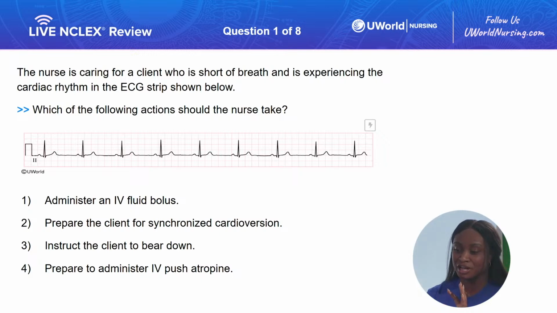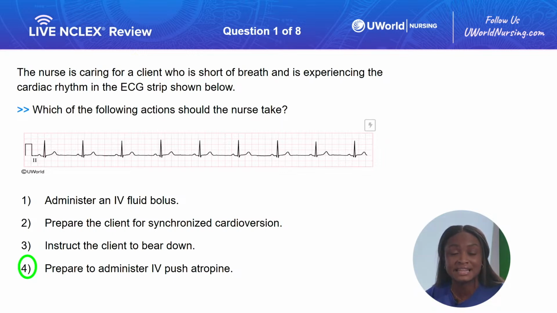Okay, while y'all are putting that in here, I will move to the answer choice, which is option 4, prepare to administer IV atropine. So let's break this down. Again, like I said, this is a 10-second strip, so we got to figure out what this strip is even reading. What is this heart rhythm?